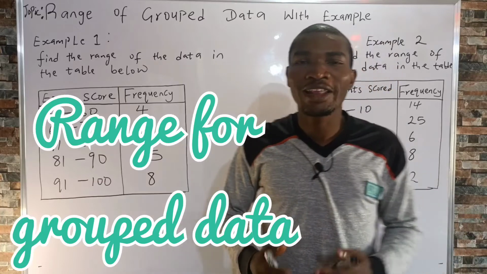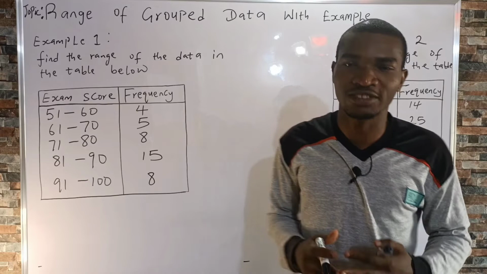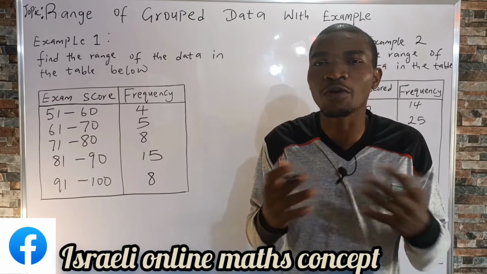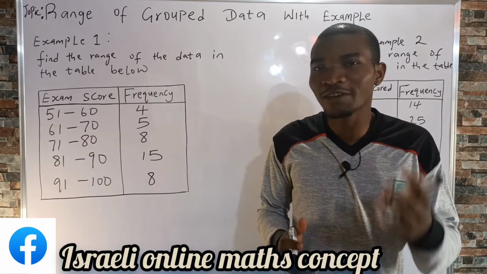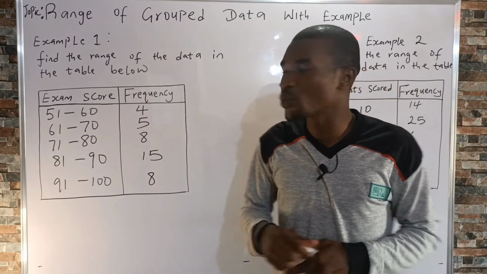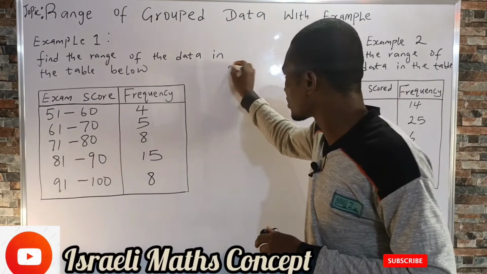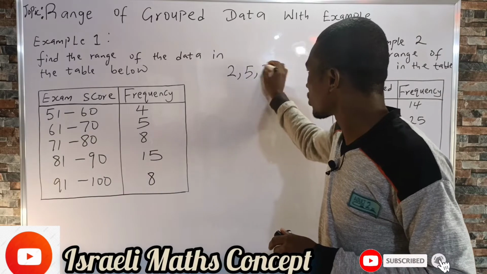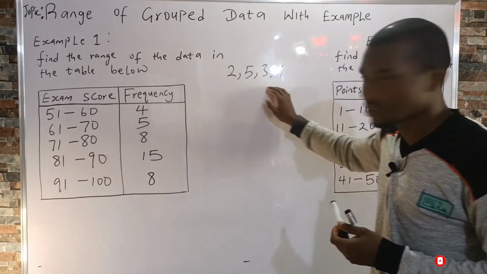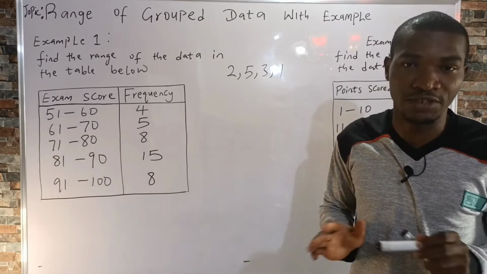In this tutorial, I will present to you how to find the range of a grouped data. But before now, I believe you already know how to find the range of an ungrouped data. Take note that ungrouped data does not have interval, right? Let's assume we have a set of scores like 2, 5, 3, 1. This is an ungrouped set of scores. The reason is because it does not have interval, right?